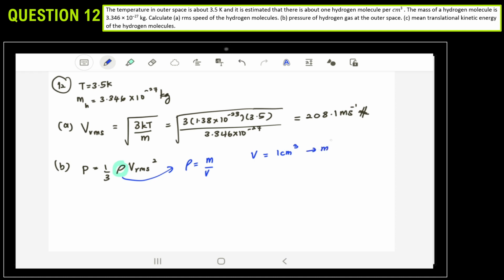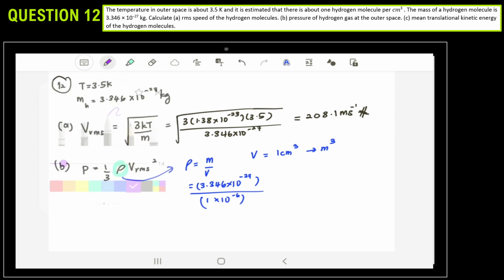So mass is given: 3.346 times 10 power of negative 27, divided by 1 times 10 power of negative 6 meter cube. Don't worry if you don't know how to calculate. I will show you once again how to change.